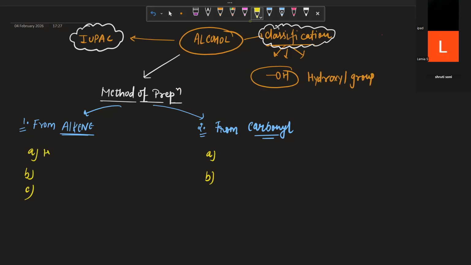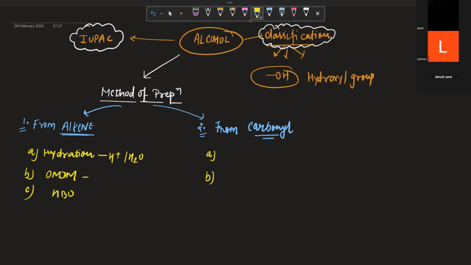Hydration, oxymercuration, demercuration, then hydroboration oxidation. In case of hydration, what is the reactant? Alkene is the reactant. And what are the reagents in hydration? Reagents would be H plus and H2O. Great.